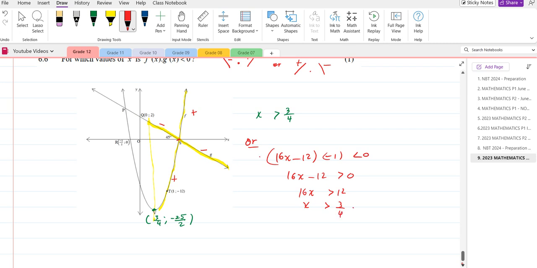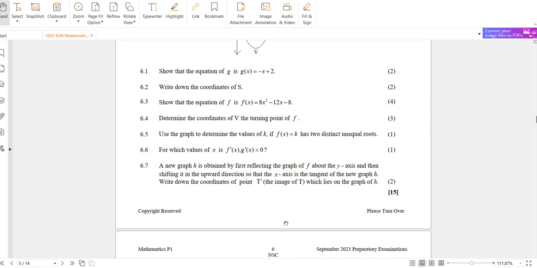So both ways are correct, right? You can apply both methods. Otherwise I just look at the graph and solve. So I hope you understood that. Moving on to the next question.